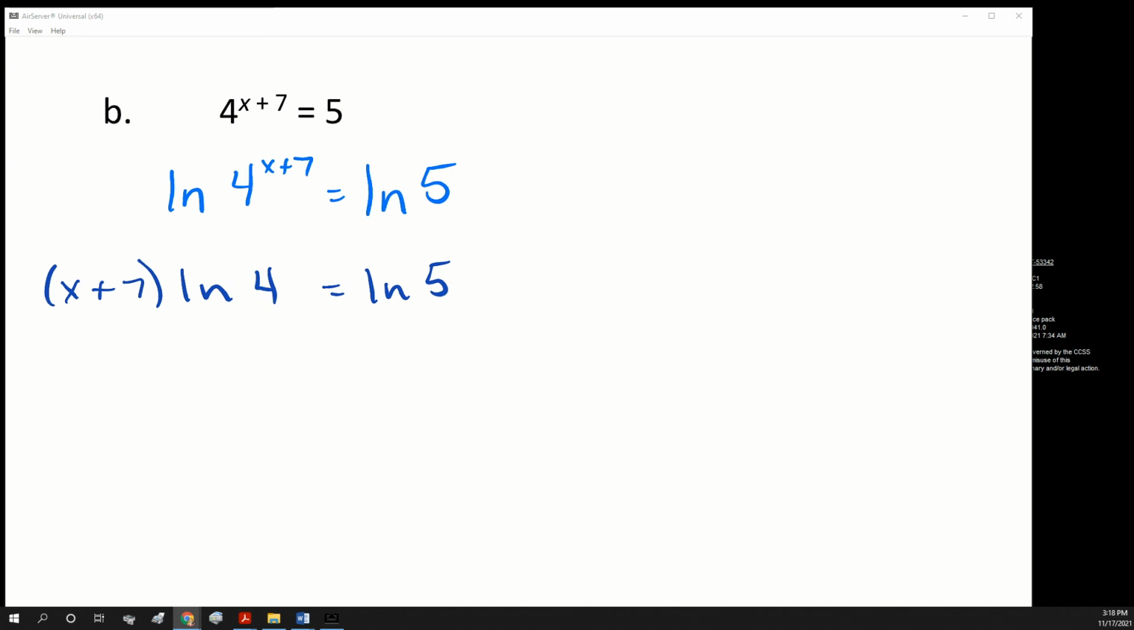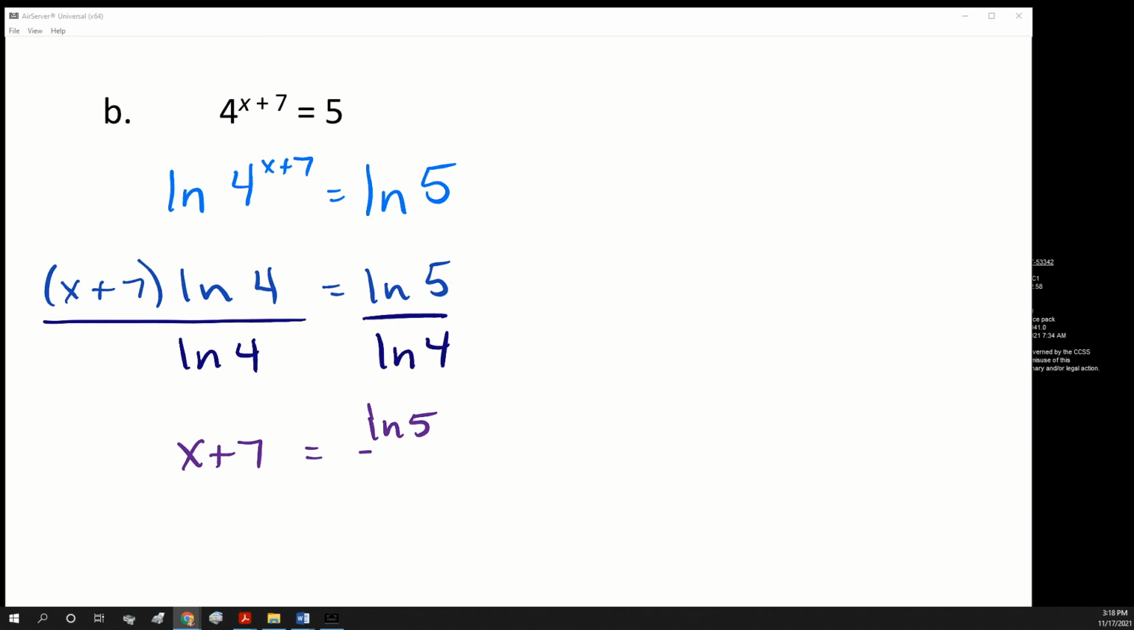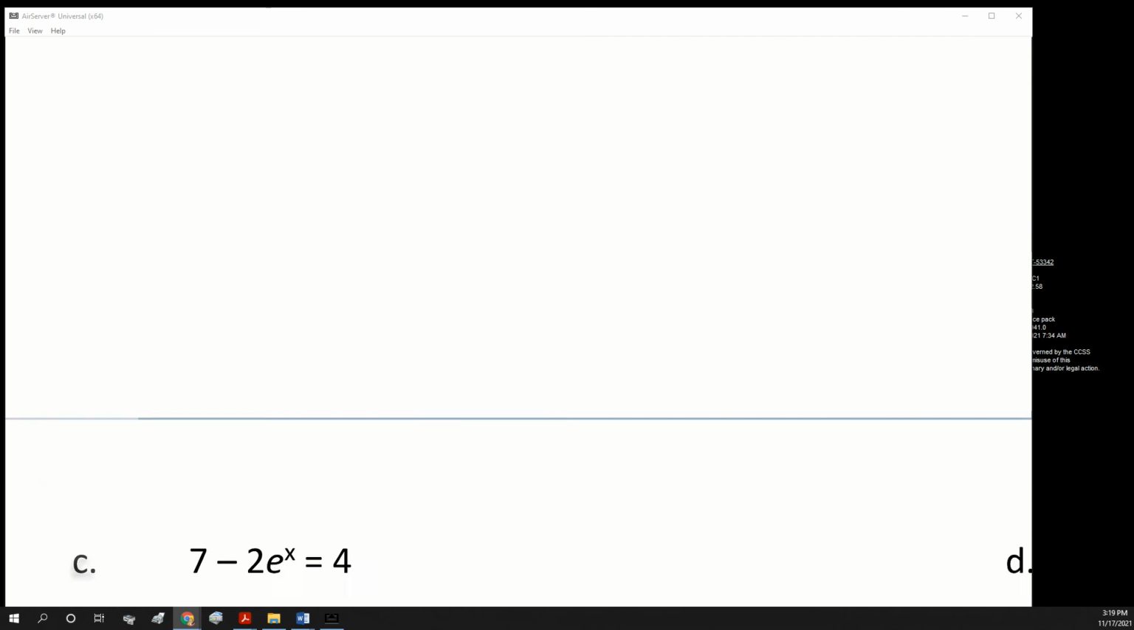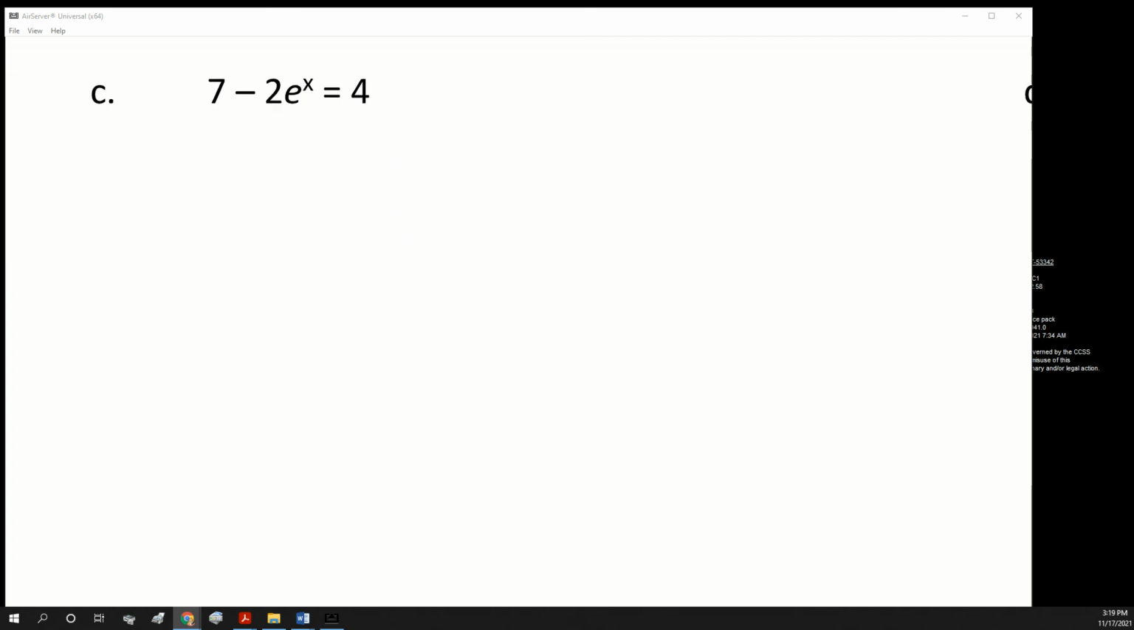Okay? And there's different things you can do, but the quickest way to solve this now is to go ahead and divide by the natural log of 4. So then we're just left with x plus 7 is equal to the natural log of 5 over the natural log of 4. And then lastly, we just subtract that 7. And that's the answer. Now, I have a bunch of examples because they're all just a little bit different.